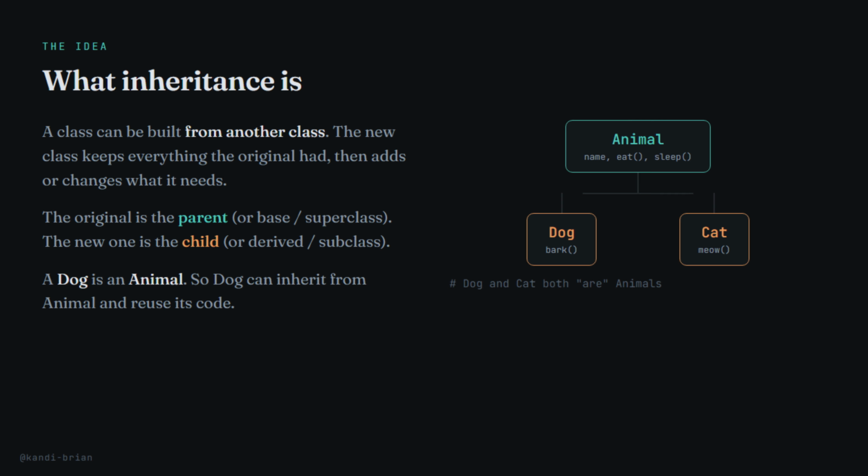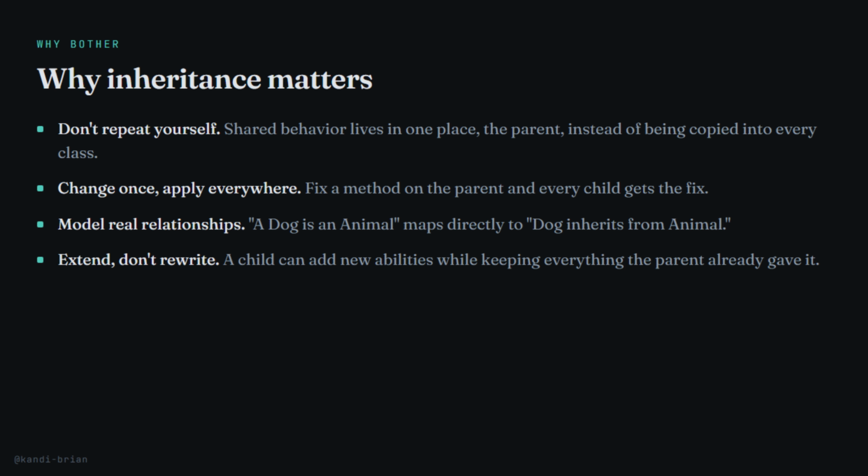The reason this works so cleanly is that it mirrors how we already think. A dog is an animal, a cat is an animal. So a dog class can inherit from an animal class and reuse everything an animal already knows how to do. So it keeps you from repeating yourself. The DRY principle, do not repeat yourself. Shared behavior lives in one place, the parent, instead of being copied into every class that needs it. Also, when you fix something on the parent, every child gets that fix automatically, one change everywhere.